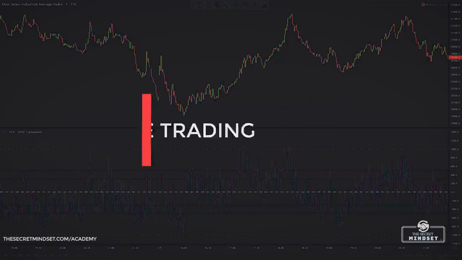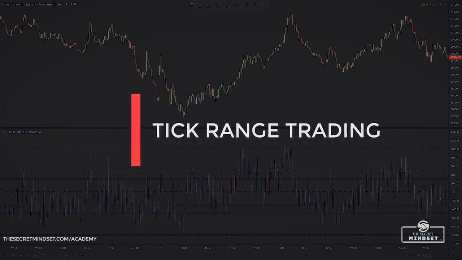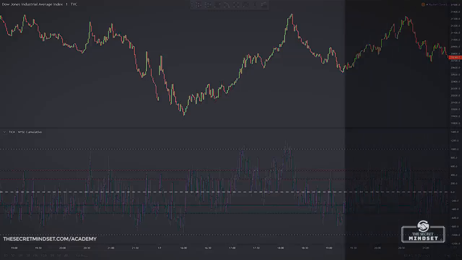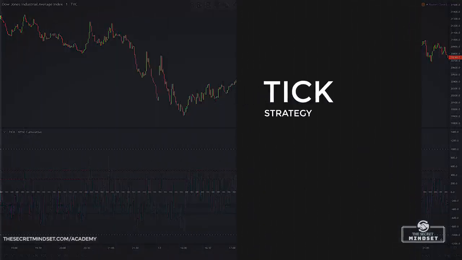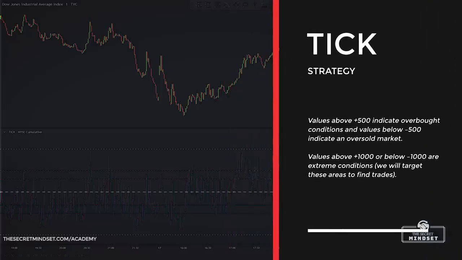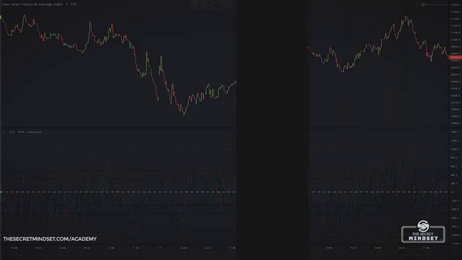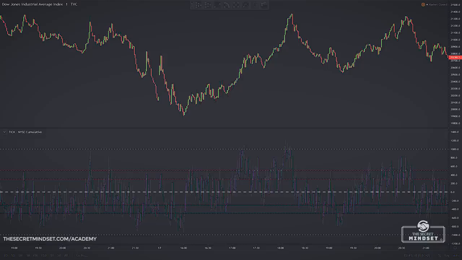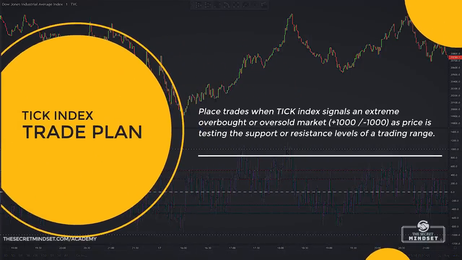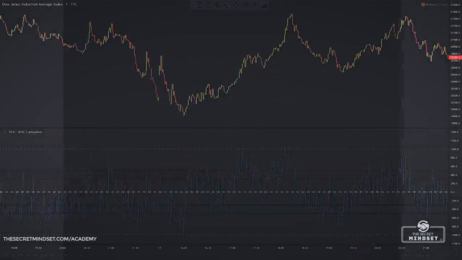First strategy: tick range trading. Tick overbought and oversold levels can vary depending on market conditions. A reading above plus 500 indicates an overbought condition, and a reading below minus 500 indicates an oversold market. Readings above 1000 and below minus 1000 are extreme conditions, and we will try to concentrate our attention on these levels. A simple trading approach is to place trades when the tick signals an overbought or oversold market, as price is testing the support or resistance levels of a trading range.